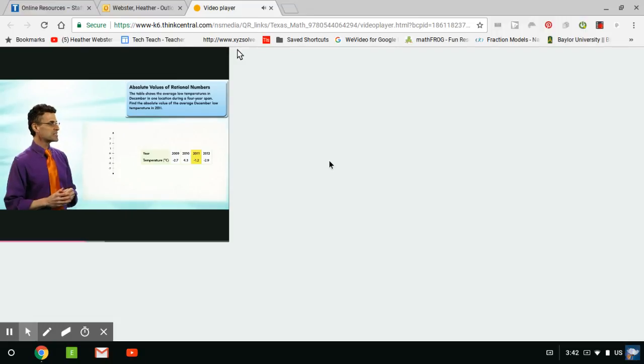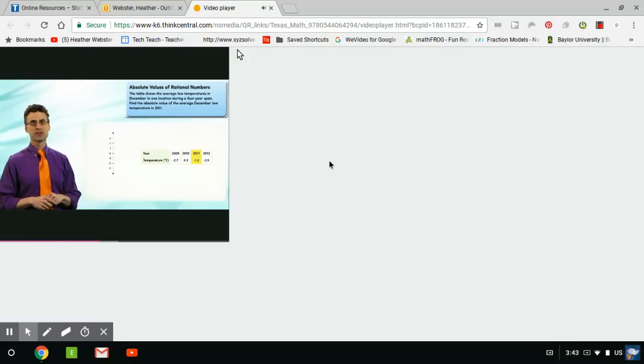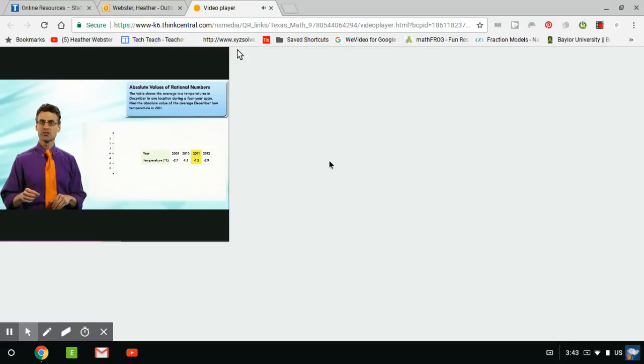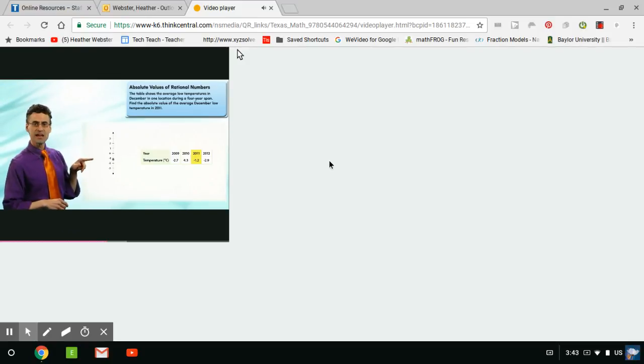Now I'm going to plot the point negative 1.2. So where does that live? Well, it lives between negative 1 and negative 2, and it's going to be a lot closer to negative 1 this time, because the rational number negative 1.2 is closer to negative 1 than it is to negative 2. So I'm going to put it right there. So there it is. You can see it, and that represents that value.